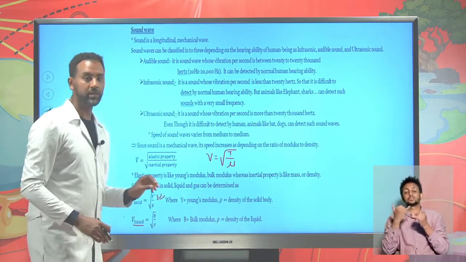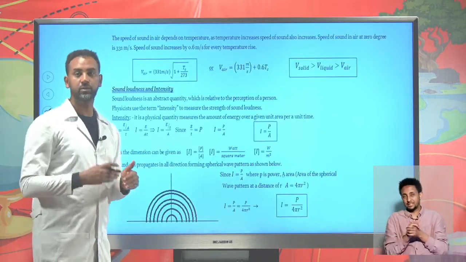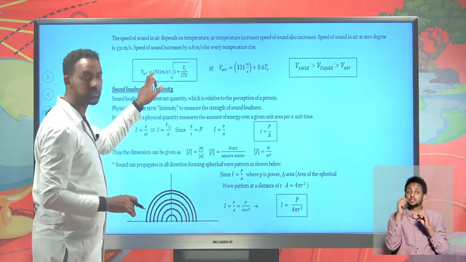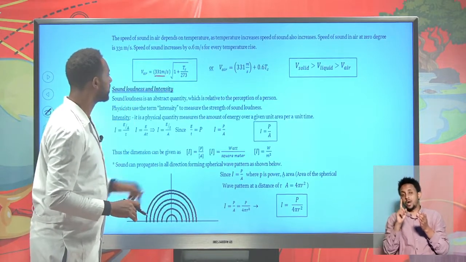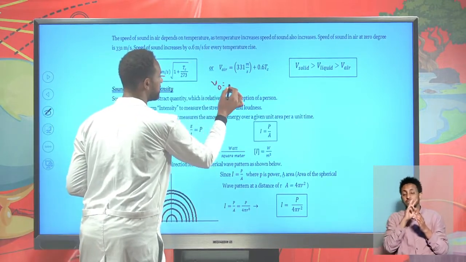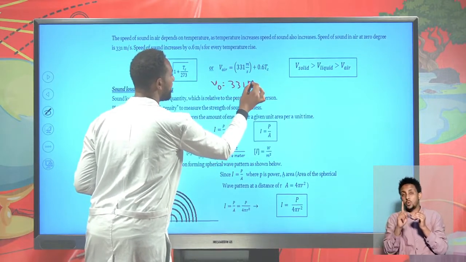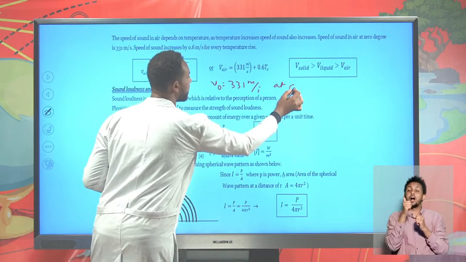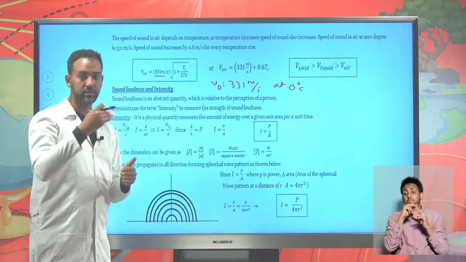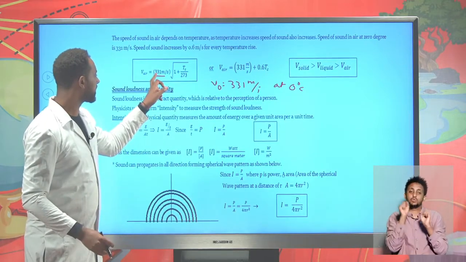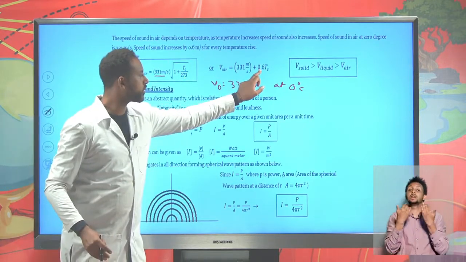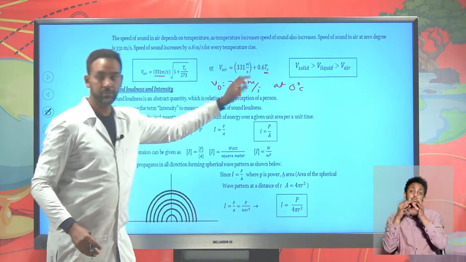But the main case is how we determine the speed of sound in air. The speed of sound in air is 331 meters per second. This is actually the speed of sound at 0 degrees Celsius. Speed of sound, V naught, you can say it is 331 meters per second at 0 degrees Celsius. And for every degree of temperature rise, there is a 0.6 meters per second increment. So it's possible to have 331 root of 1 plus Tc over 273, or more easily 331 plus 0.6 times the temperature expressed in degrees Celsius.